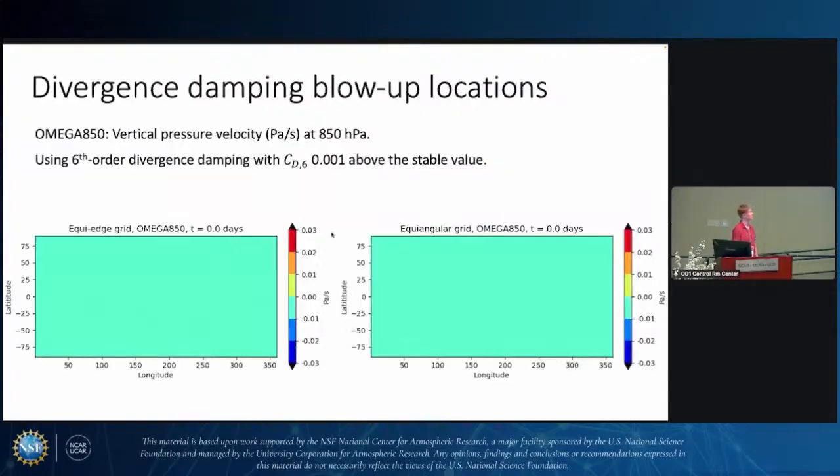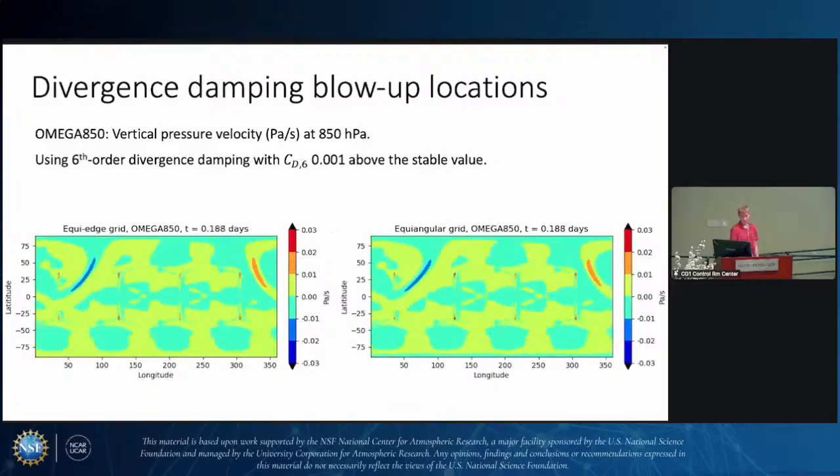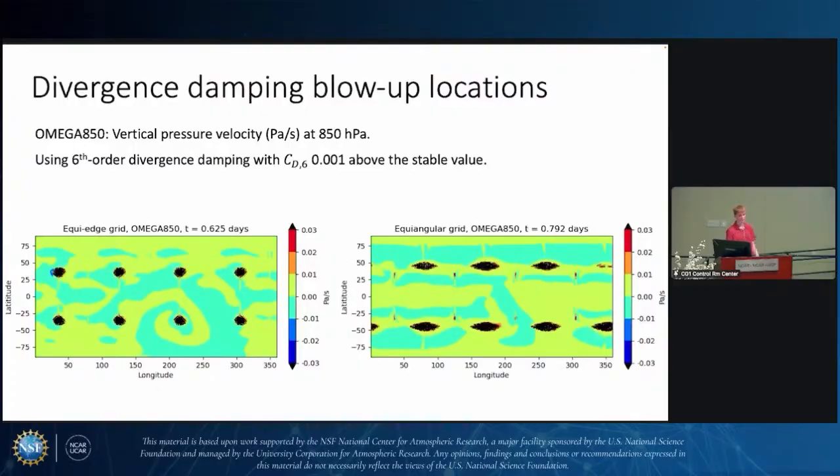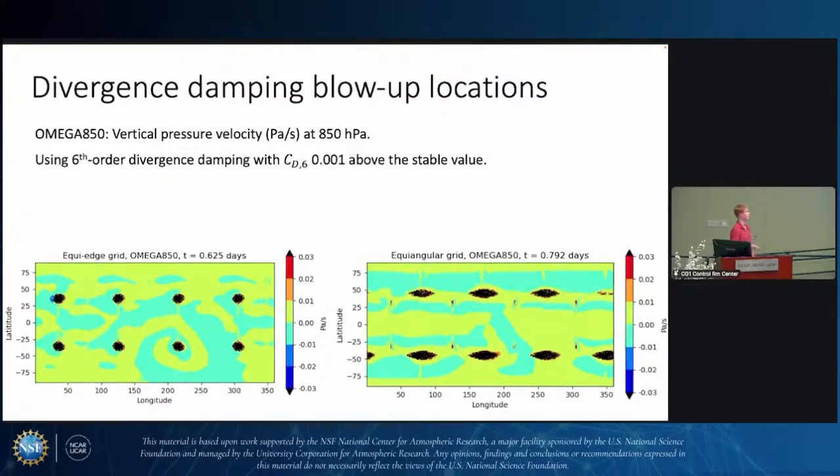Just to show that we have blow up in different locations, if you recall, for equiangular, the smallest cell is at the middle of panel edges, and for equi-edge, it's at the corners. If we run baroclinic wave simulations with unstable values and plot vertical velocity, we can see different locations for blow up. As expected, on the equi-edge grid it is at these panel corners, and for the equiangular grid, it's at the center of these panel edges. This is a value just above the stability range, to show that if you are slightly over this, you will cause a blow up of your simulation. So something to be aware of if you're playing around with diffusion.